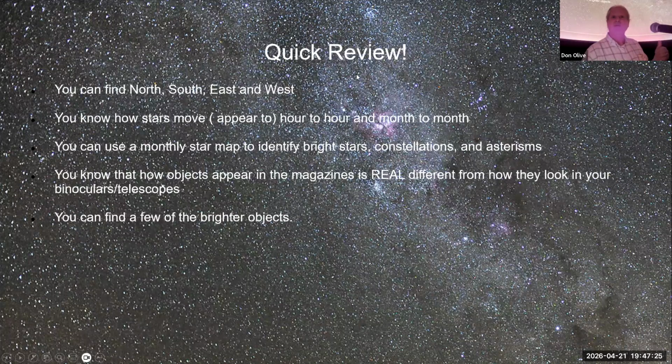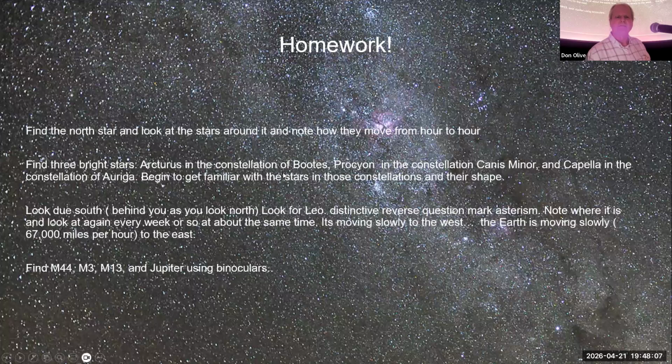Okay. Think you can find north, south, east, and west now? Think so. You understand how the stars move from hour to hour and from month to month. You think you can use one of these maps to identify bright stars and start to make out some of the stars in the constellations. You understand now how objects appear in magazines versus what you're really going to see in the eyepiece. Just be prepared for that. And with a little bit of practice, you can now find a few of the brighter objects. The batteries never go dead on this, like mine did last night.